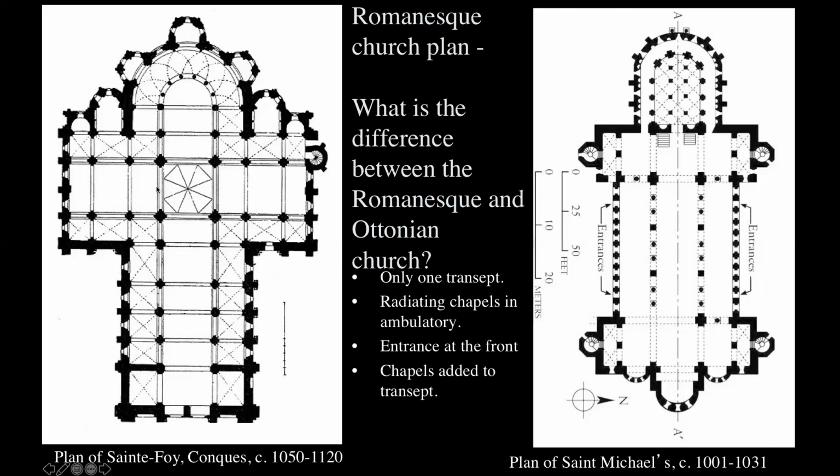There's only one transept, that's the aisle that goes across, whereas in the early one, you have two. Radiating chapels, that's what these things are, and again, that's for relics. There's an entrance at the front, but again, you can go all the way down the aisles here. And then chapels are added to the transept, so there are spaces for more people to pray and light candles and hopefully contribute to the church.